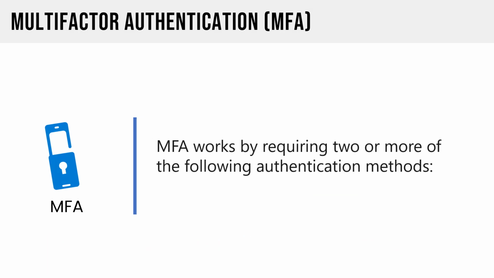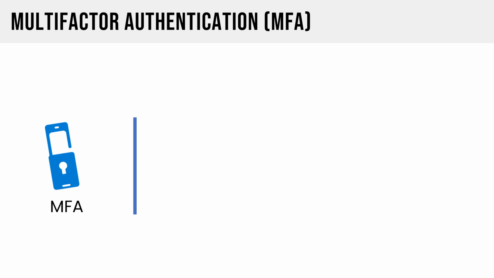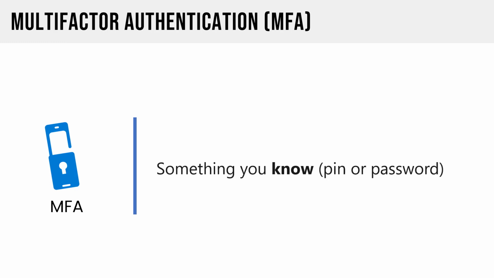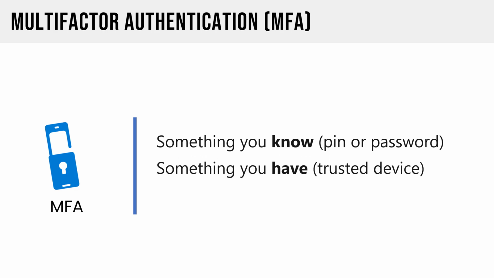And now moving on to multi-factor authentication, or MFA. MFA works by requiring 2 or more of the following authentication methods. So at a high level, multi-factor authentication is something you know, like a PIN or a password, as examples. Something you have, like a trusted device, your mobile phone, for example. And something you are, a biometric factor, such as a fingerprint or thumbprint, which is very commonly captured on your mobile device.